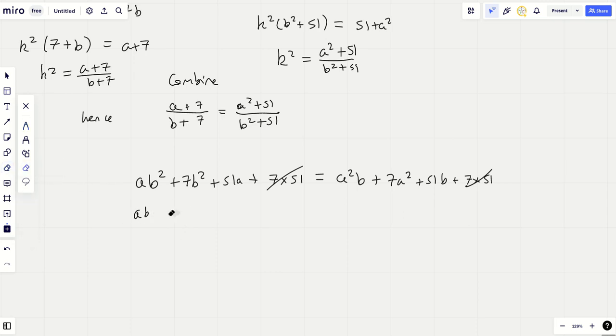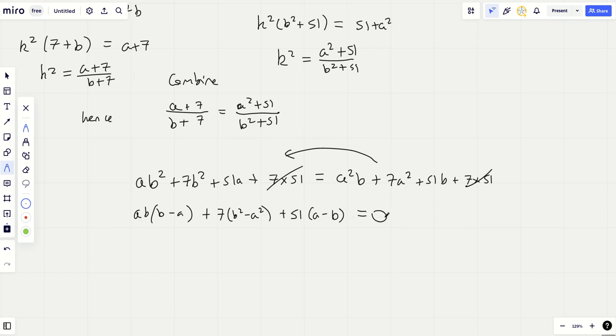It depends which side you're taking it onto, of course. But if I take everything onto the left hand side, then I'm going to need a b, and then I'm going to need a minus a there. Likewise for this bit, I'm going to do 7b² minus 7a², but that of course is a difference of two squares, so it factorises to give me that. And then lastly with the 51s, we're going to have plus 51(a minus b), and that should equal 0.